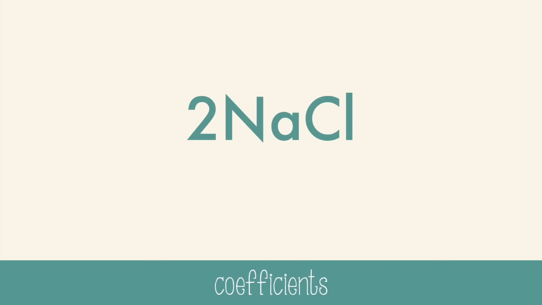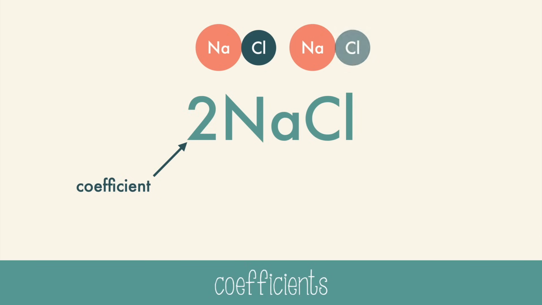There's even another trick up the chemist's sleeve: coefficients. A coefficient is a number in front of a chemical formula that acts as a multiplier. Everything after that coefficient is multiplied by the coefficient. So instead of there being 1 sodium atom and 1 chlorine here, there are actually 2 sodiums and 2 chlorine atoms, because there are 2 of the whole sodium chloride compound.